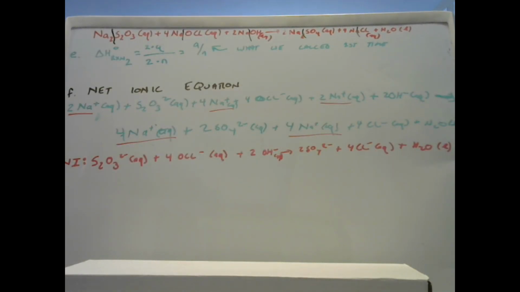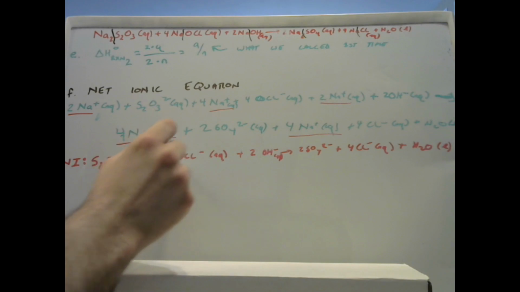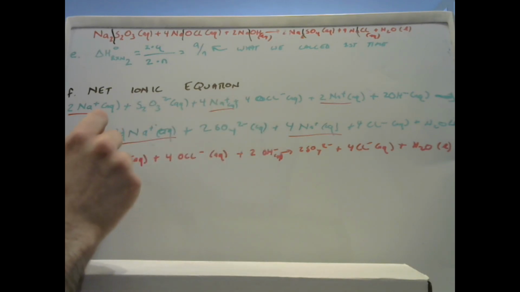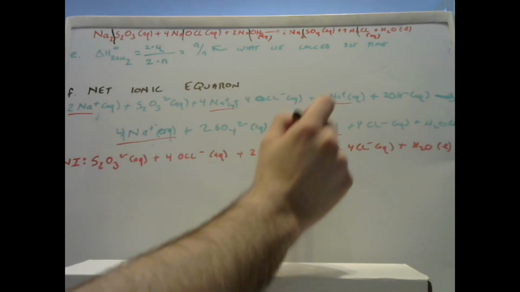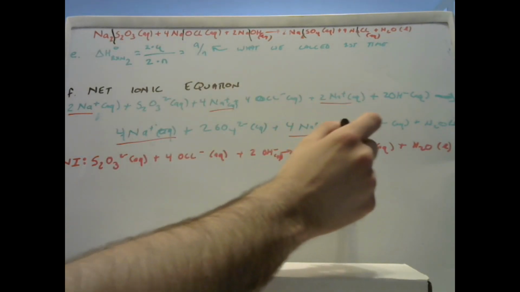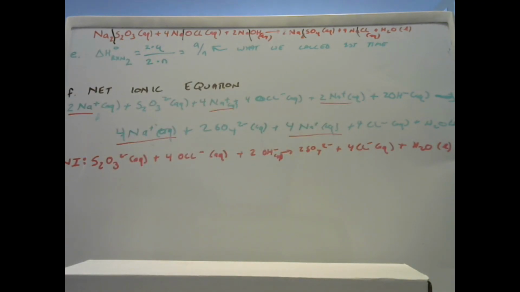A good way to check that your net ionic works and makes sense is to check the charges on each side. Here we have a -2, 4 -1s, and 2 -1s. That gives us -2, -4, -8, so -8. On the other side, we have 2 times -2, which is -4, and then another -4, so -8. Your charges should balance out if you're doing your net ionic carefully. And that is 2018 AP Chem number 1. Good luck.